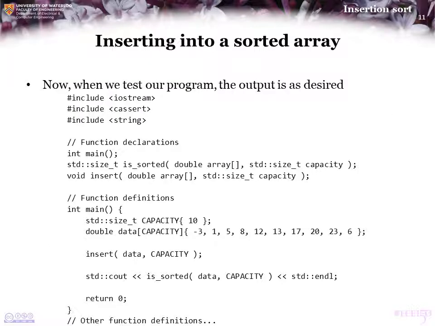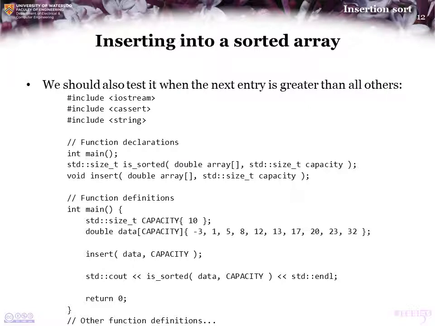All right, so now when we run our test program, it compiles and the output is as desired. isSorted returns the value of capacity, indicating that the array is sorted.